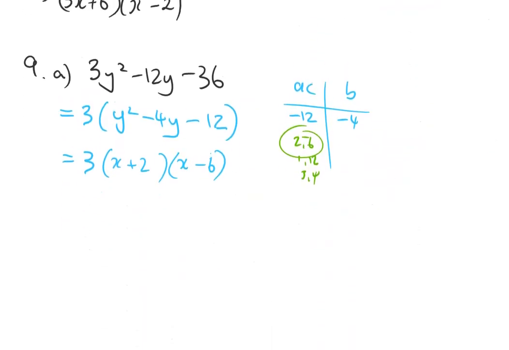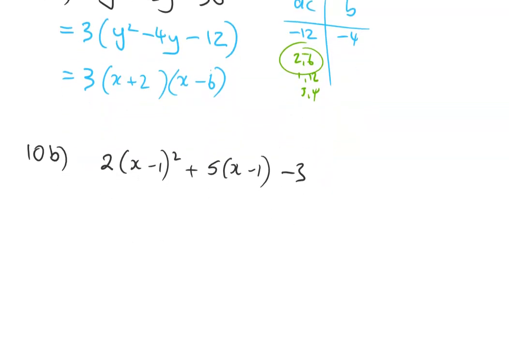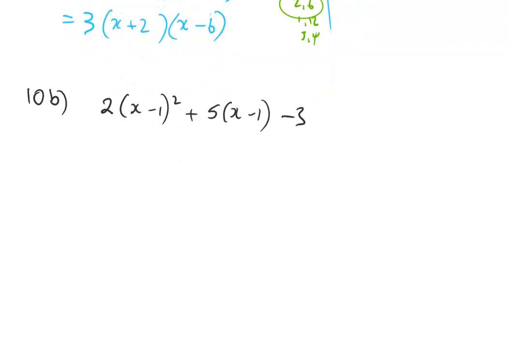And then the last one is 10b, is the request. So we'll have a look at 10b. It says factorise. Okay, so this is probably a bit more complicated, so we'll finish with this one. 2 lots of x minus 1 all squared plus 5 lots of x minus 1 minus 3. Wow, there's a couple of interesting characters to do there. There's a couple of ways you can do this, but what you could probably do is expand the brackets first.